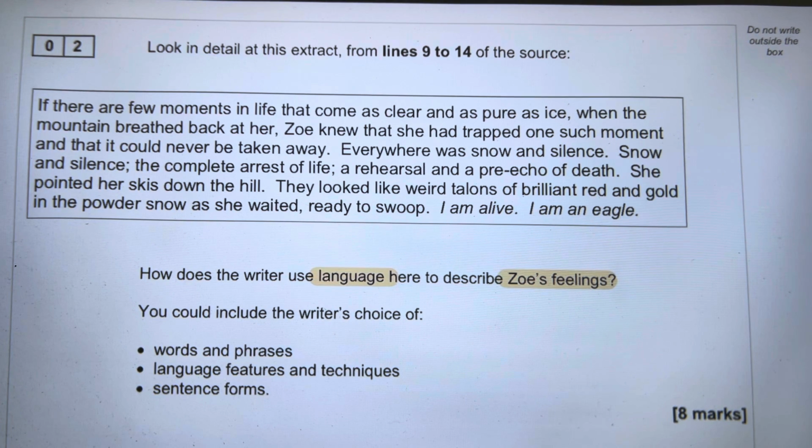So guys, when they say words and phrases, they are talking about nouns, verbs, adjectives, and adverbs. That is what we're talking about. And then it's saying pick language features and language techniques, meaning similes, metaphor, personification, and so on. The third bullet point, guys, it says sentence form.